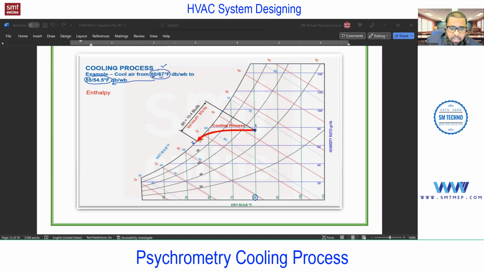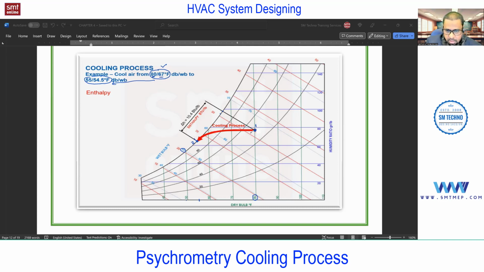Now the second point condition: 55 and 54.5. 55 is the dry bulb. You see 50 and 60; in between, I can consider 55. If I go straight up, with this at 50 and this at 60, in between I can round off to 55. So this is the point, dry bulb and wet bulb. This is point number 2. Now we'll try to find the different conditions.